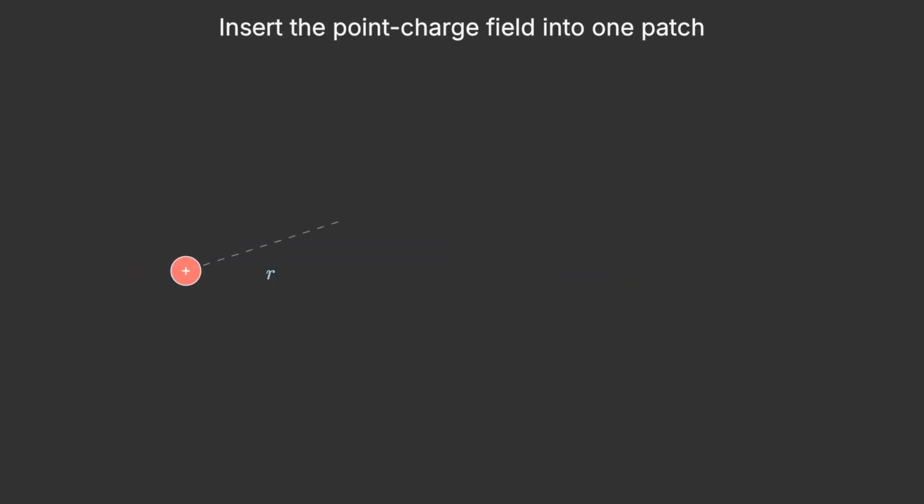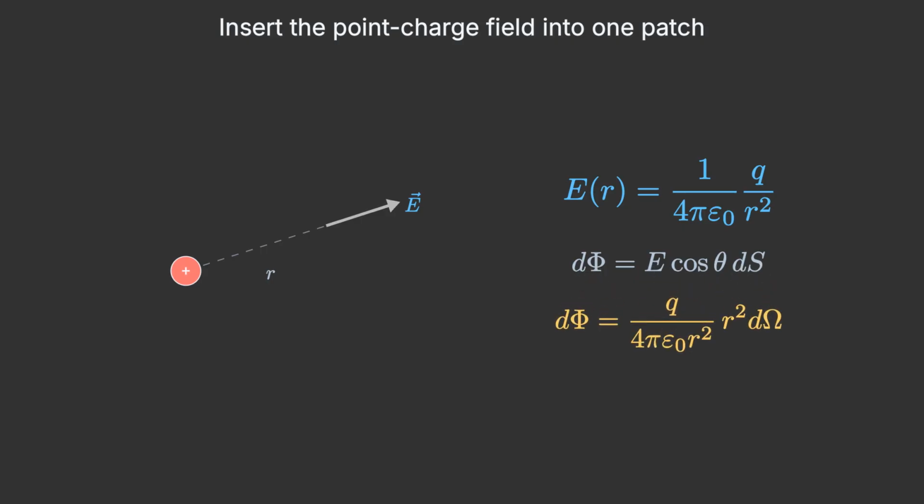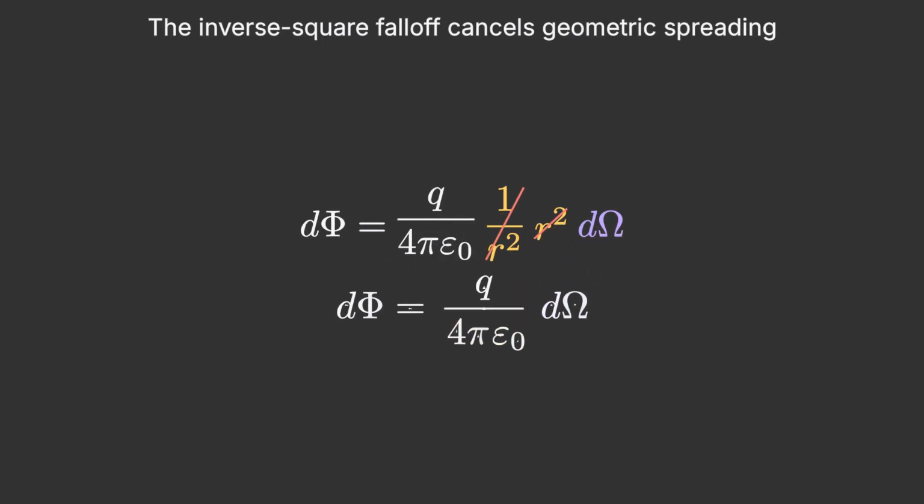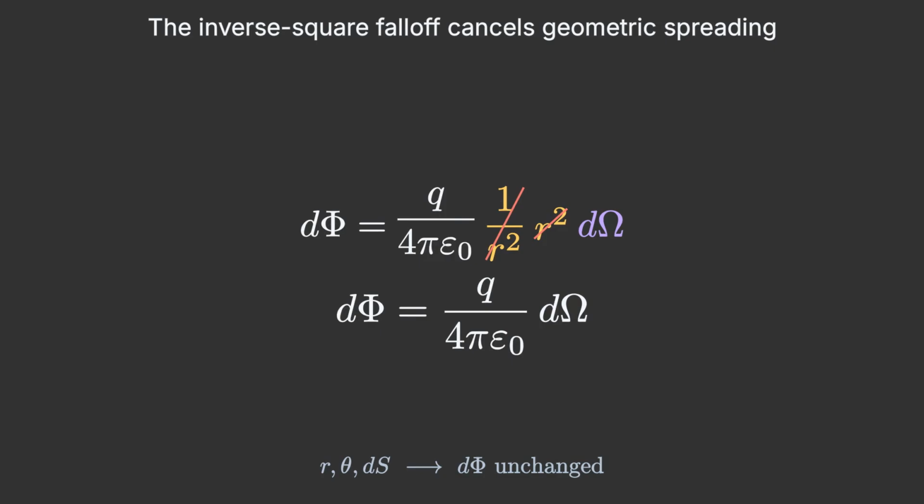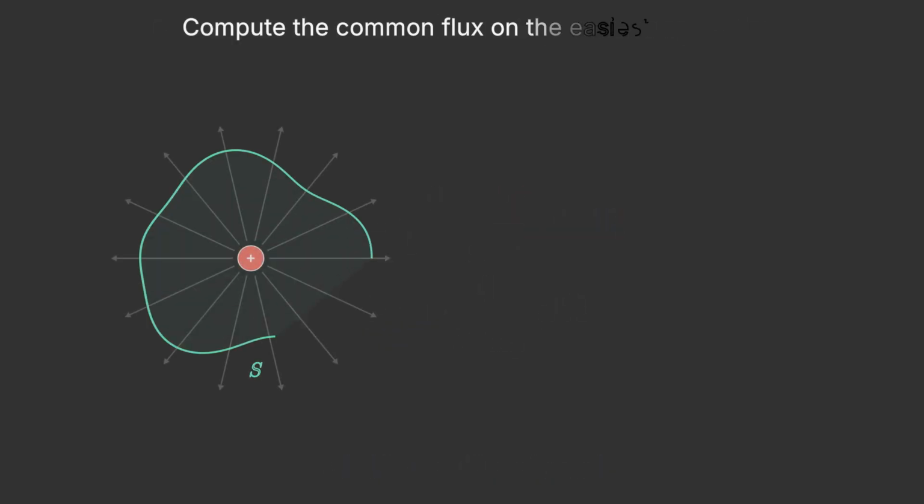For a point charge, Coulomb's law gives E equals q over 4 pi epsilon naught r squared. Substitute this into the local flux. D phi equals E cosine theta ds. Then d phi equals q over 4 pi epsilon naught r squared times r squared d omega. Now cancel r squared. D phi equals q over 4 pi epsilon naught times d omega. Distance has disappeared. The tilt has disappeared. A deformation can change r, theta, and ds separately, but it cannot change their flux combination. This proves the shape independence.